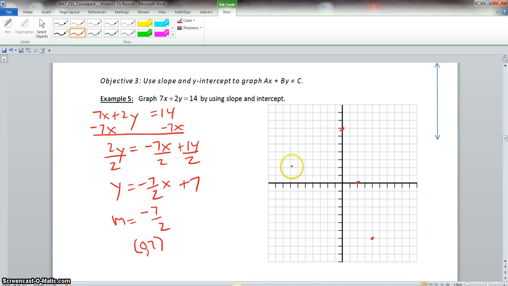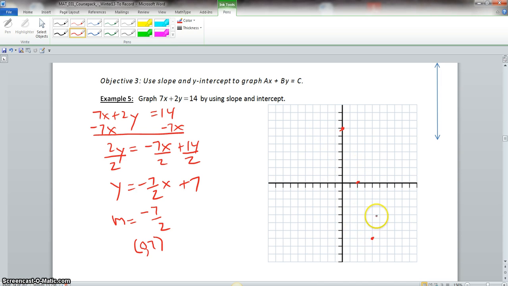So now we graph this. We go to (0, 7), which is here, and then we do our rise over run. Since this 7 is negative, we go down 7, which will take us back to the origin, and then we go to the right 2. So we will have the point (2, 0). And then from this point, we go down 7 and to the right 2, which will give us (4, -7).